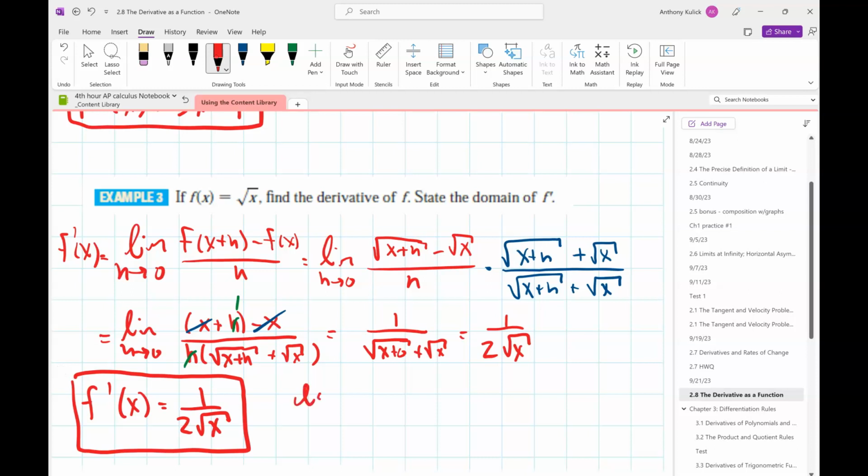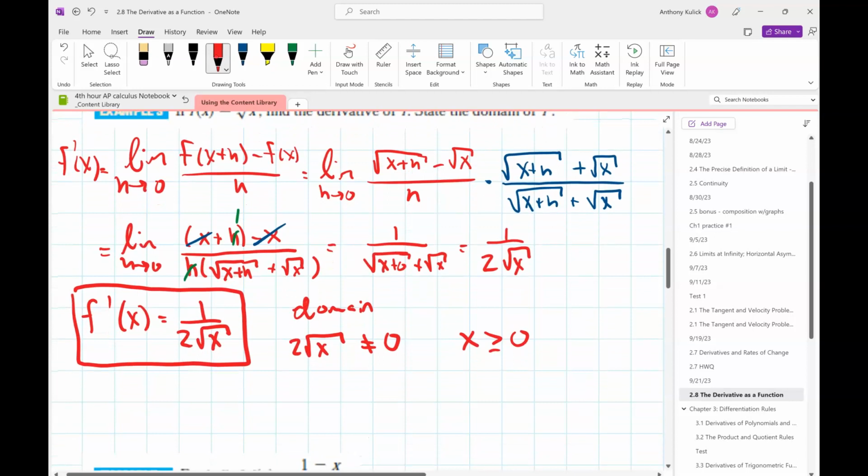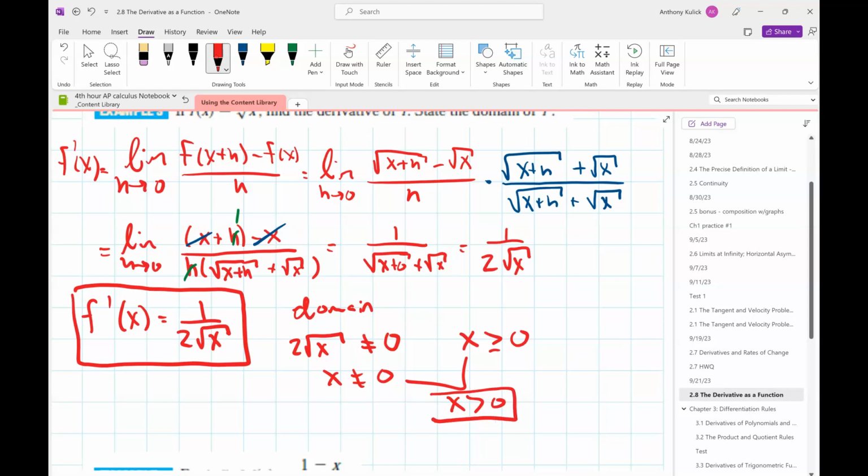Would it be all real numbers except x equals 0? Yeah, so you have two things, right? Since there's a fraction, I know the denominator can't be 0. And because there's a radical, I know the numbers under the radical can't be negative. So if I solve this, I divide both sides by 2 and I square both sides. x can't be 0. And x is greater than or equal to 0, so the 'equal to' gets cancelled out. So we have just x is greater than 0.